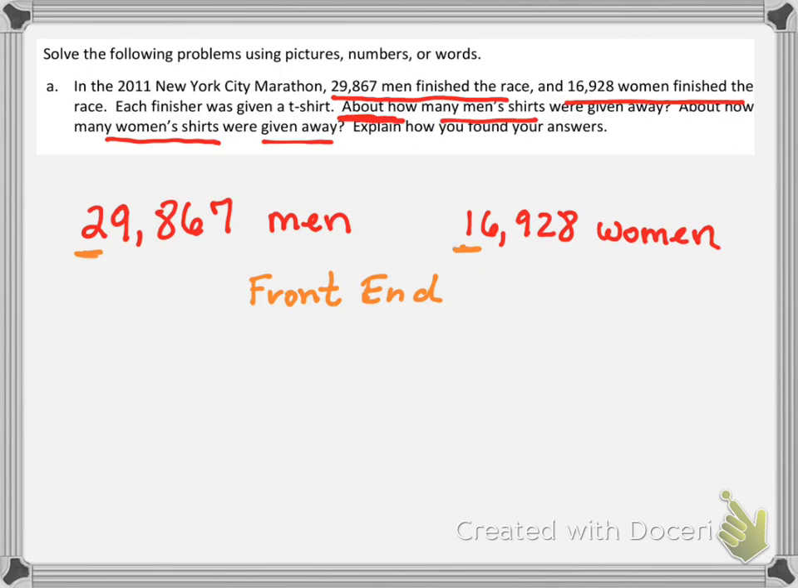So looking at the men's number, looking at this information to the right of the 10,000s, are we going to round up to 30,000? Or are we going to round down to 20,000? So we're going to round down to 20,000 or 30,000. Since there's this 9, and this number right here is really close to 30,000. So there was about 30,000 men that got a t-shirt. All right, now let's do it for the women.